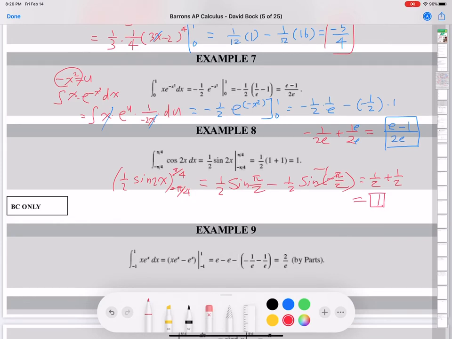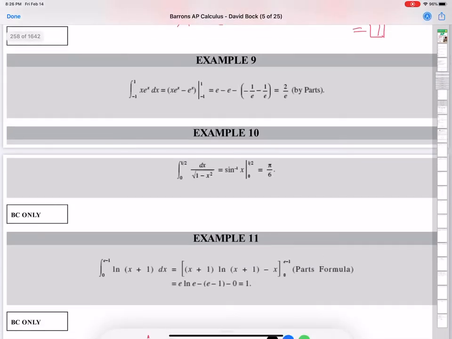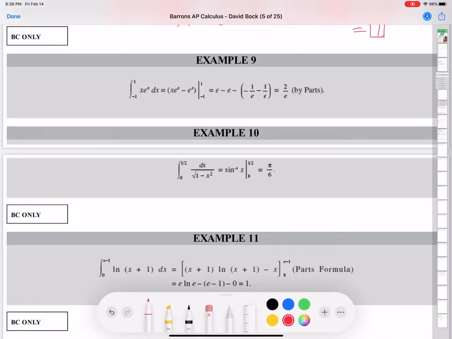Okay, what about example 9? Example 9 does not use substitution. This is the BC only part, integration by parts. What was the formula to find integration by parts? Integral u prime v is equal to uv minus integral u v prime.